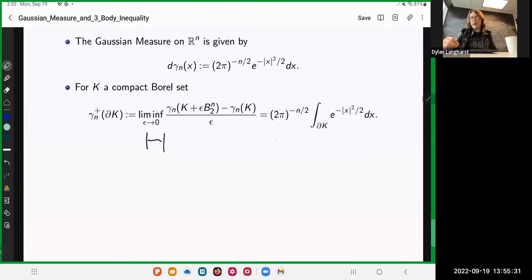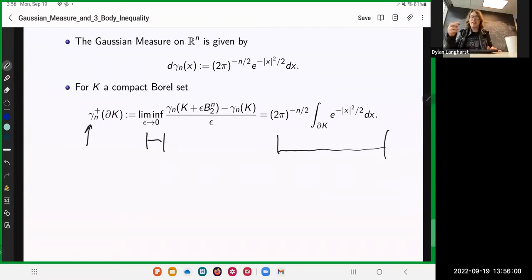So you can check with a set inclusion that it reduces to this nice, pretty formula. It's just integrating the Gaussian measure over the boundary of K. I also want to remark that, say you have a function that goes from the interval 0,1 to the interval 0,1. You know the function is bounded by 1, but that doesn't mean its derivative is bounded by 1. So even though the Gaussian measure is a probability measure on R^n, this gamma_n plus is not.